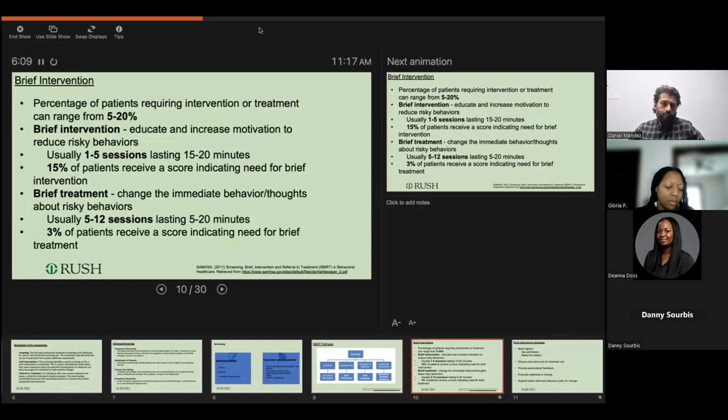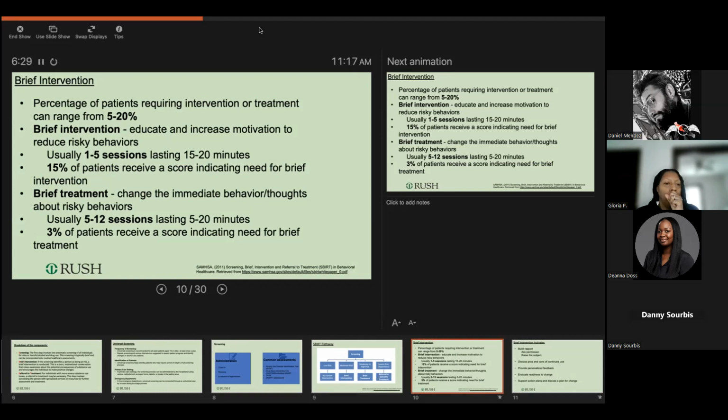For the brief intervention, the percentage of patients requiring intervention or treatment can range from 5 to 20%. Brief intervention educates and increases motivation to reduce risky behaviors. It's usually 1 to 5 sessions lasting 15 to 20 minutes, and 15% of patients receive a score indicating need for brief intervention. For brief treatment, you change the immediate behaviors and thoughts about risky behaviors. That's usually 5 to 12 sessions, lasting 5 to 20 minutes, and 3% of patients receive a score indicating need for brief treatment.